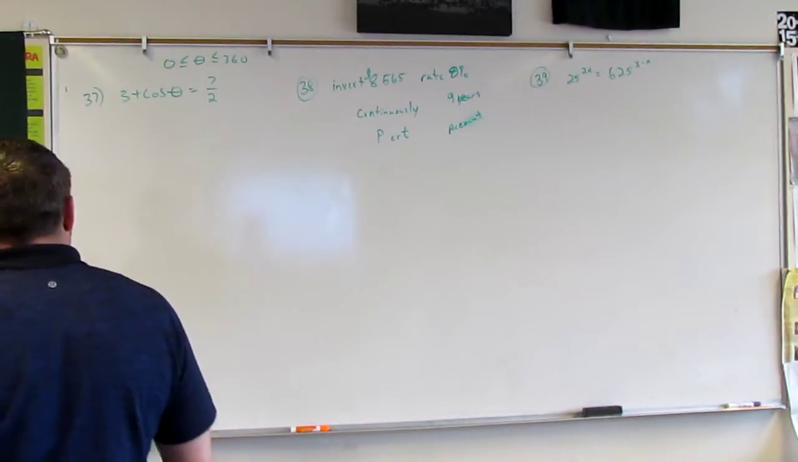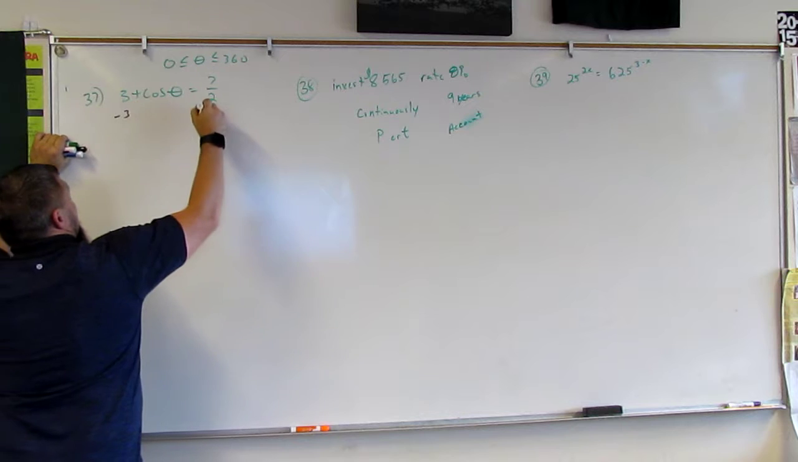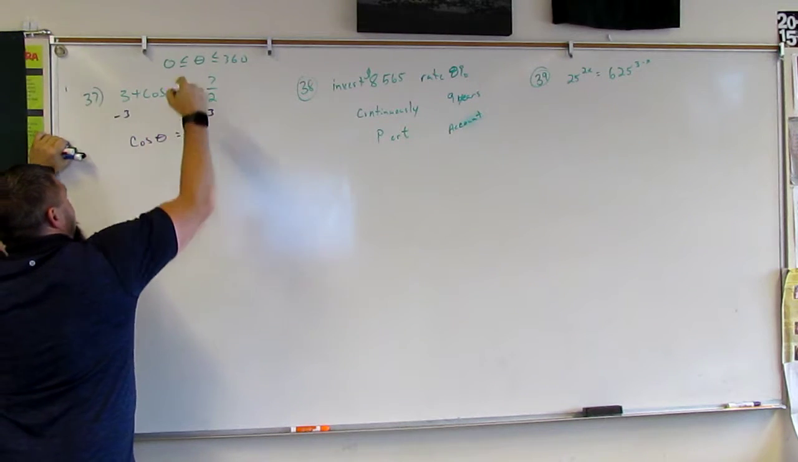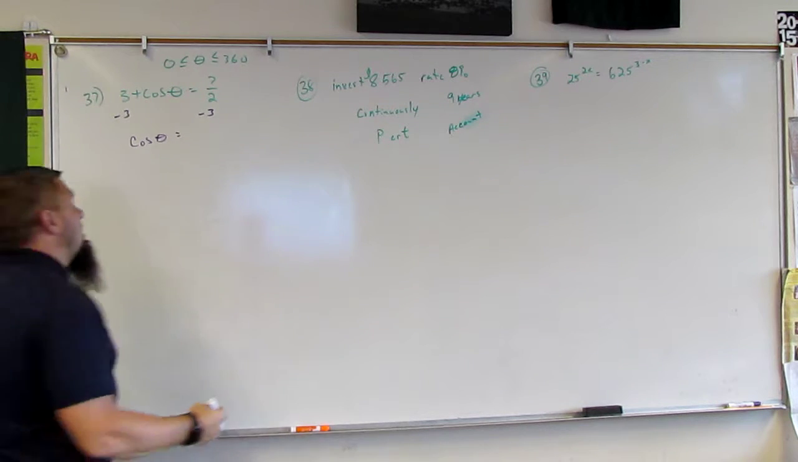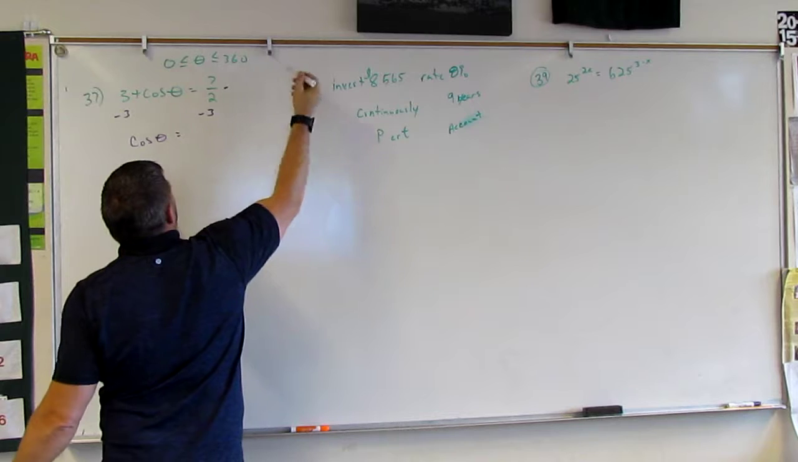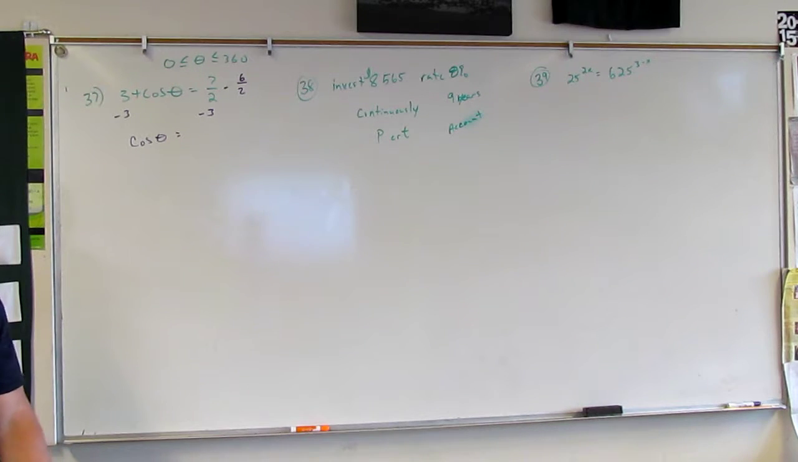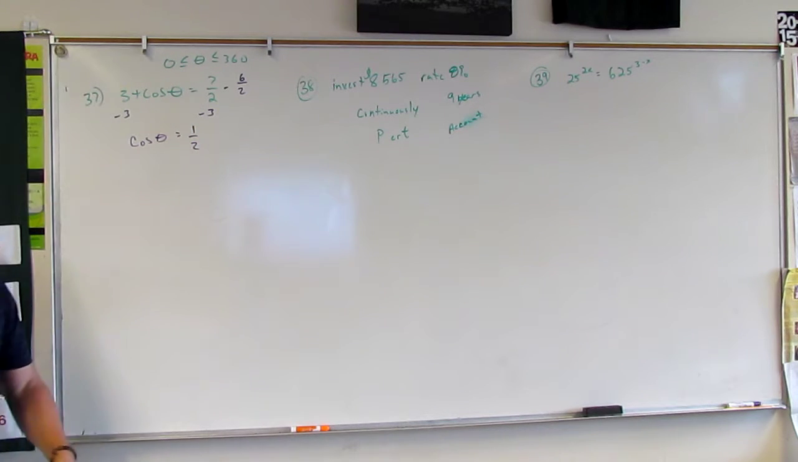All right, 37. First of all, I kind of want to get cosine alone. So I'm just going to subtract the 3, subtract the 3. Now I get cosine of theta is equal to 7/2 subtracted by 3. The way I like to look at that is to think of it as 6/2, because that's 3. So if I subtract 6/2 from 7/2, I'm left with 1/2.